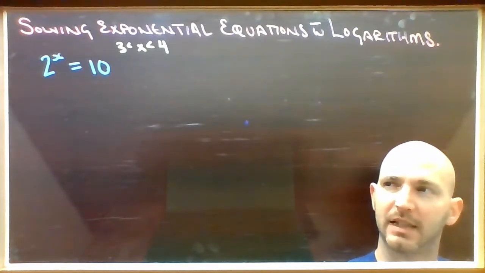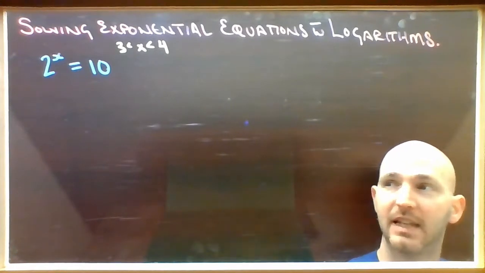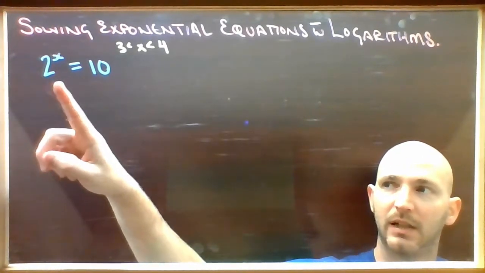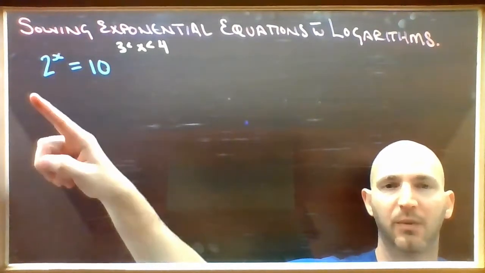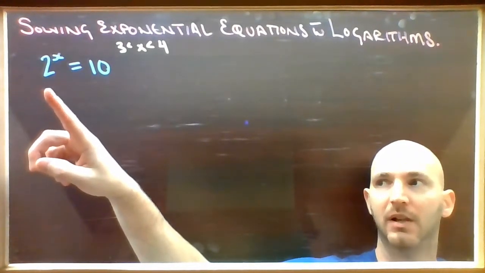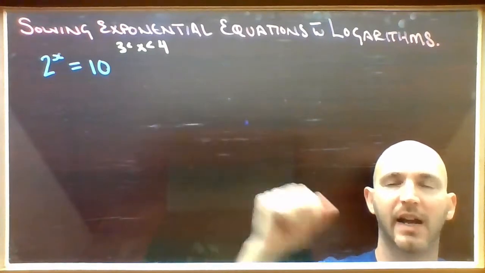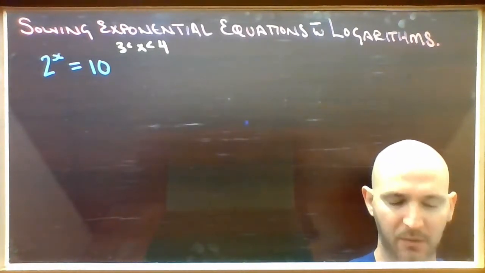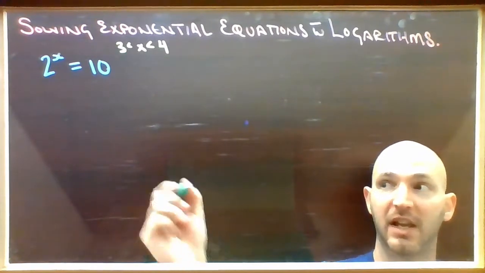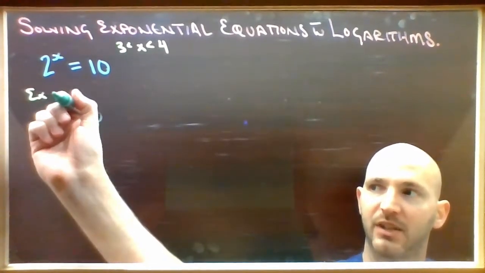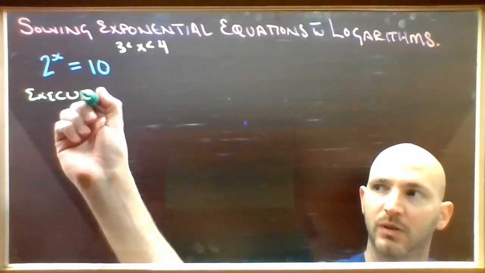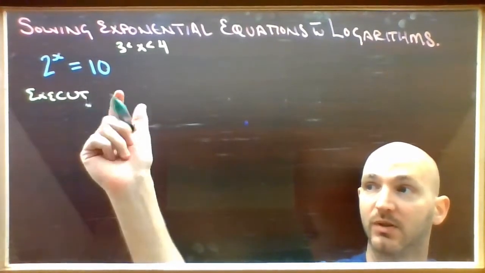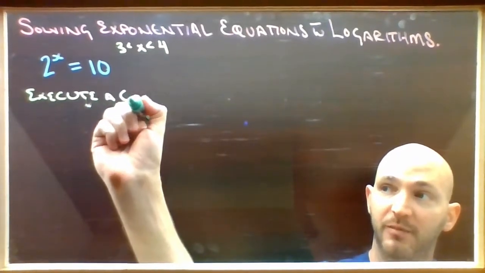So I'm going to look at this number here, and the issue is that the 10 can't be written as base 2. That's an issue. But I'm wondering if I can write 2 as base 10. So what I'm going to try and pull off here is called a change of base. So execute a change of base.